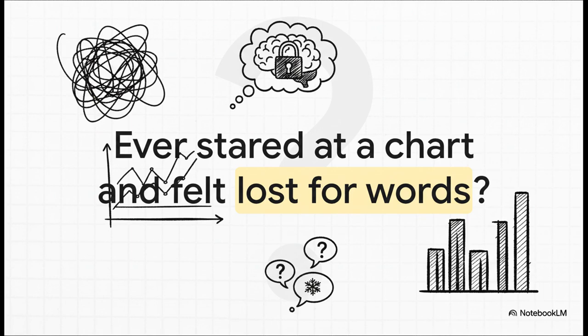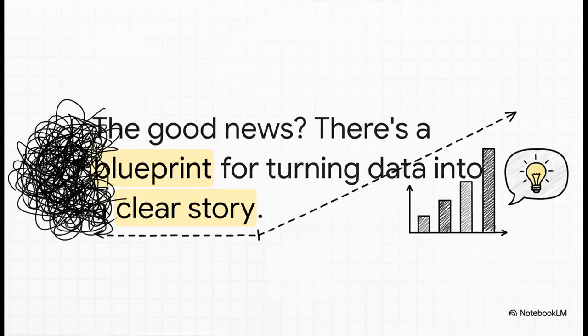We've all been there. You're just staring at this tangle of lines or a bunch of bars, and you know there's a story hiding in there somewhere. But finding the actual words to describe it feels kind of impossible. You just freeze up. But here's the good news. It's not some kind of magic. It is a skill. And, like any skill, it can be learned. There's actually a pretty straightforward blueprint that can take you from just staring blankly at a screen to confidently telling the exact story that the data wants to tell. It's a total game changer.